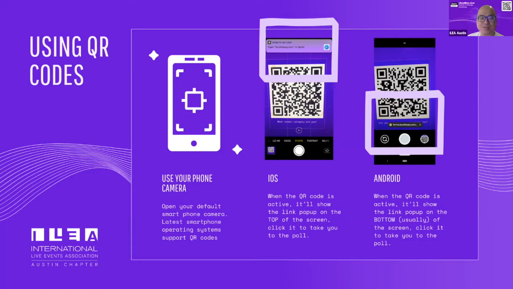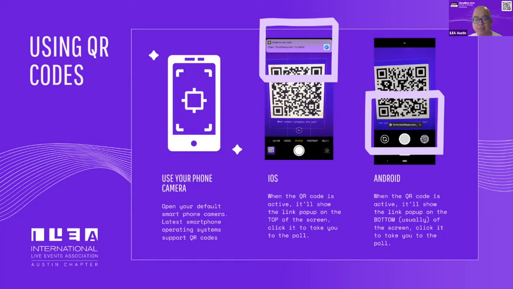We have QR codes, and as long as you have a smartphone on you, you can just use your default app. As the presentation shows, you pull up your default camera app, and on iOS, when you hover the camera over the QR code, it's going to do a little pop-up on the top side, and you just tap that link, and it's going to open up the quiz or the polling, right? And the same thing happens on Android.